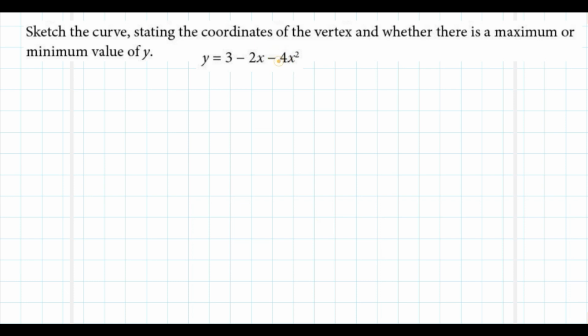However, when you look at the leading coefficient, which is -4, it is below 0. It's negative. Therefore, the shape of the curve should be a concave down curve. Therefore, in this case, we have a maximum point. So the maximum value at the same time represents the vertex point, which is defined by the x coordinate and the y coordinate of the vertex.